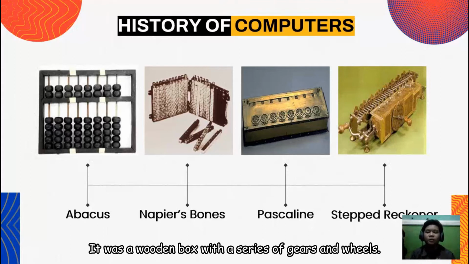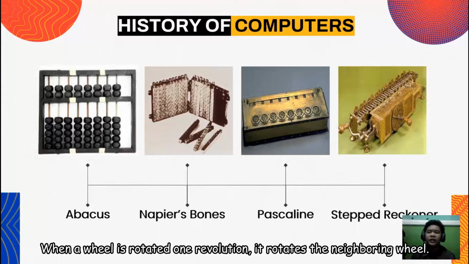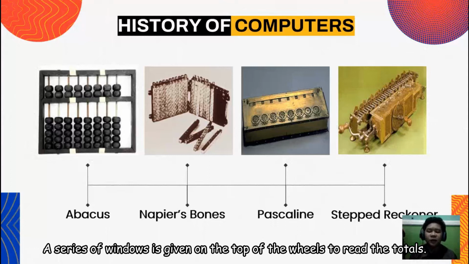It was a wooden box with a series of gears and wheels. When a wheel is rotated one revolution, it rotates the neighboring wheel. A series of windows is given on the top of the wheels to read the totals.